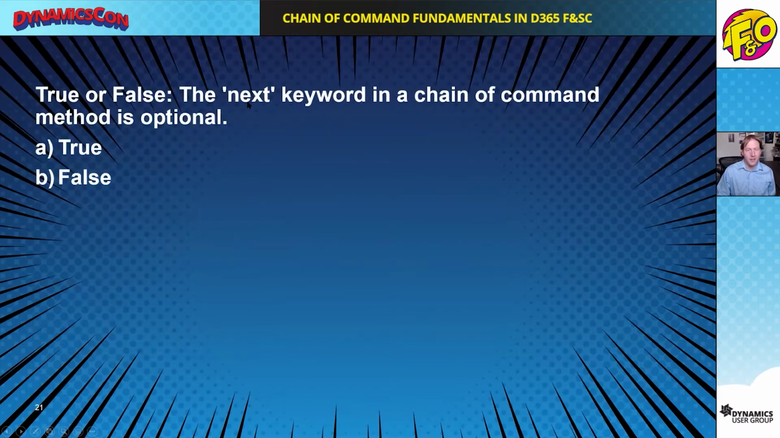So true or false, the next keyword in a chain of command method is optional. And the answer is false, so remember that. You're going to get a compile error if you don't have a next call in your chain of command methods, and that next keyword is calling the base code.